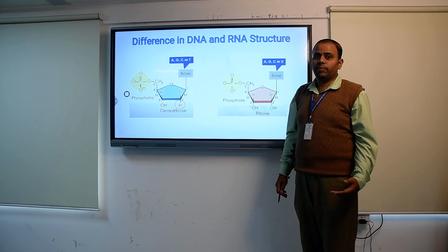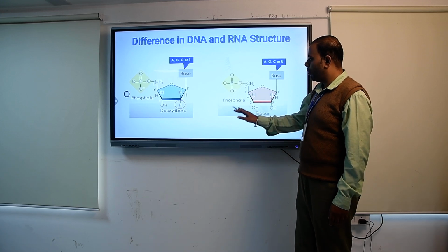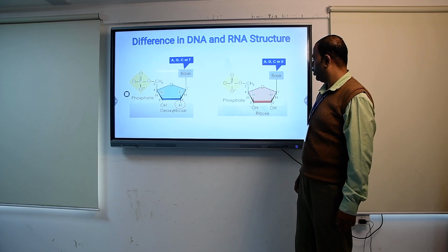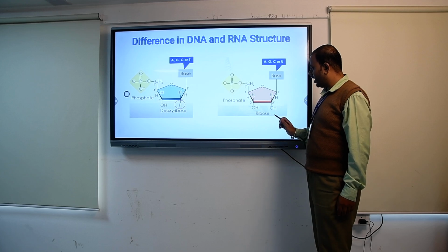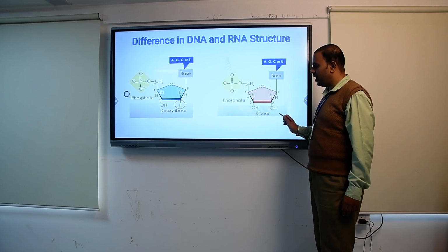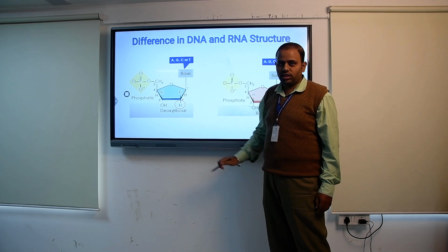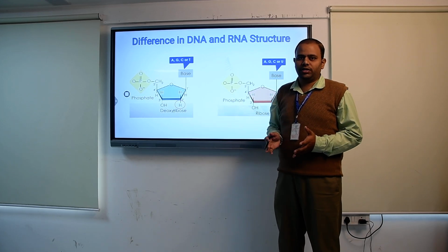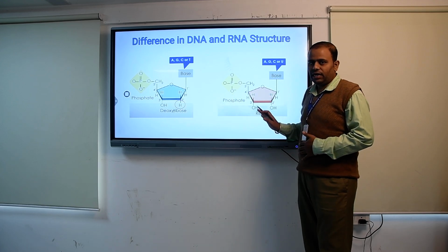Now let us see what is the basic difference between DNA and RNA. You can see in this diagram the difference between DNA and RNA is shown here. This is the structure of RNA. You can see here at the second position of the ribose sugar, there is a presence of an OH group. But in DNA, at the second position of the sugar, the OH group is absent. So the extra OH group is not there, whereas it is present in RNA.